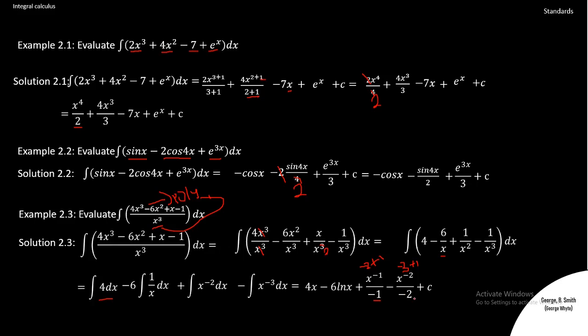And then the final solution you have is now 4x minus 6 ln x. This minus will go here. x to the power of minus 1 can become 1 over x. So that's why we got this. The same thing here. The minus can cancel out this minus to give you a plus. And then x to the power of minus 2 becomes 1 over x squared. So that gives us the result plus c. And that is the solution to these questions.